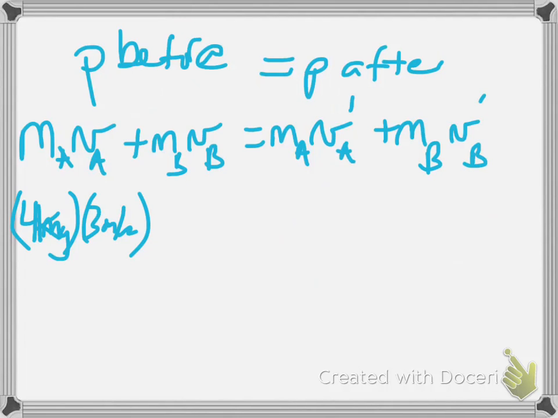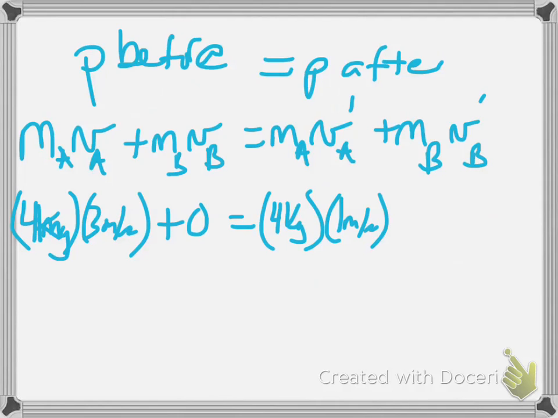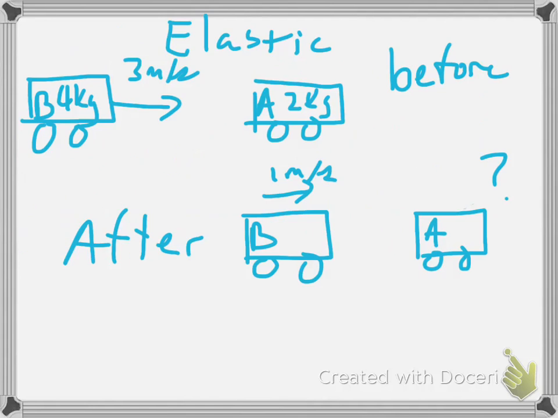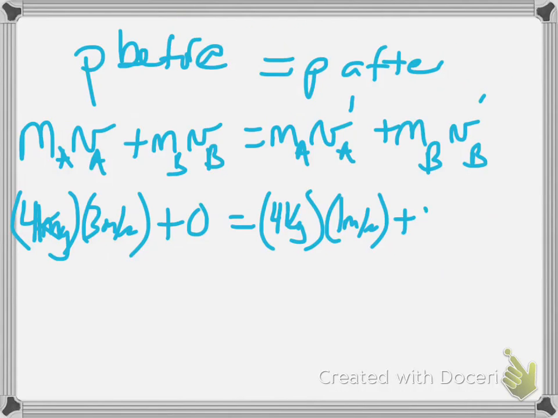Cart B is at rest, so that would just be 0. And finally, we have that same 4 kilogram cart going at 1 meter per second. And we want to know how fast that, was it 2 kilograms? Yes, the 2 kilogram cart is traveling. So we're looking for that final velocity.